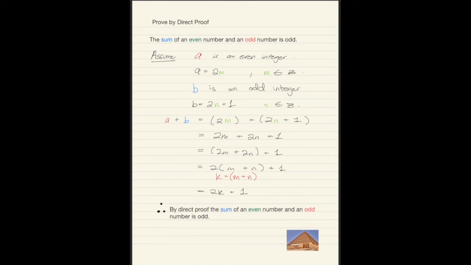So factoring this out gives us 2 times m plus n, plus 1. We can group these together. And then here, m plus n can be substituted out for k, therefore giving us 2k plus 1. Therefore, by direct proof, the sum of an even number and an odd number is odd.